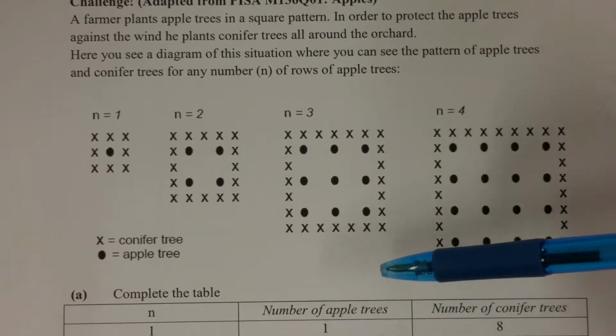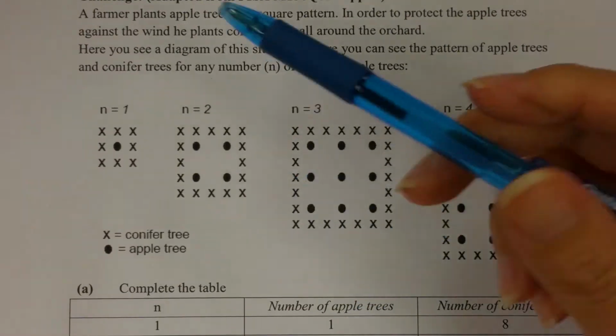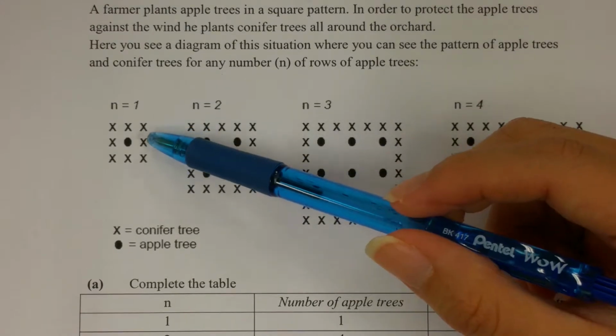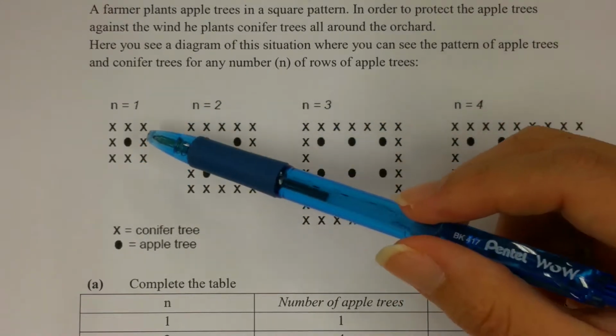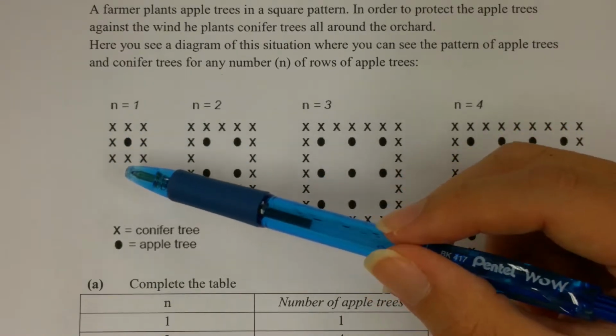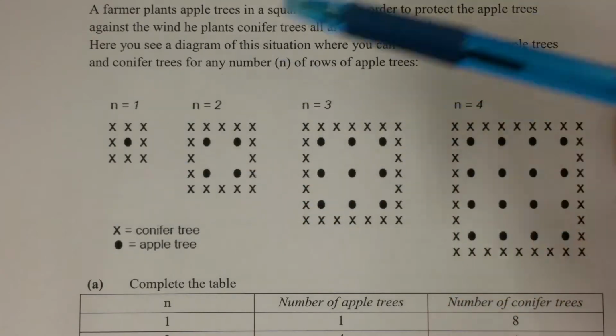First one, you have number of apple trees. Second one, you have number of conifer trees. Okay, so let's look at the first diagram. You have only one apple tree because one dot. And here you have 1, 2, 3, 4, 5, 6, 7, 8. 8 conifer trees as per the number of crosses.